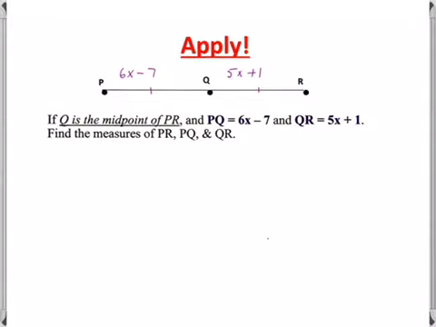Well, in the previous examples, they gave us the length of PR, but here they do not. So we've got to find another way to solve for x. The key here is the word midpoint. Midpoint means that Q is cutting PR into 2 equal parts. So if these 2 segments are congruent, I can set their expressions equal to each other because I know that PQ equals QR. So I'll do 6x minus 7 equals 5x plus 1.